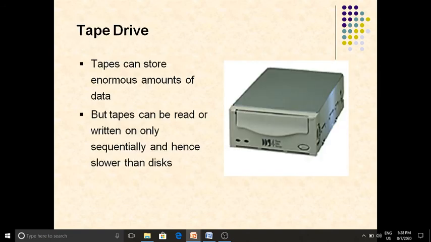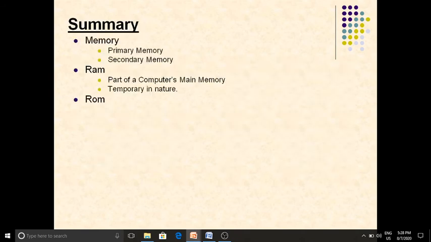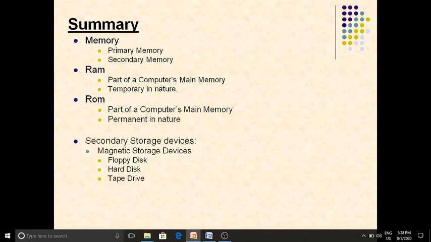Okay students, in today's class, I think you have understood about the topic we were discussing, memory of computers. What is a memory? What are the different types of memories you have in a computer system? What is RAM, ROM, secondary storage devices? Then we have discussed the secondary storage devices, magnetic storage devices and optical storage devices. The magnetic storage devices are floppy disk, hard disk, tape drive. Optical storage devices are the CD and DVD.